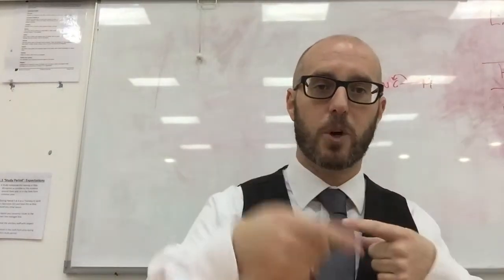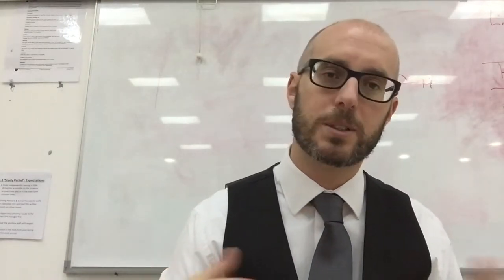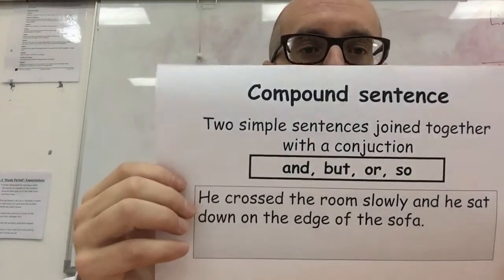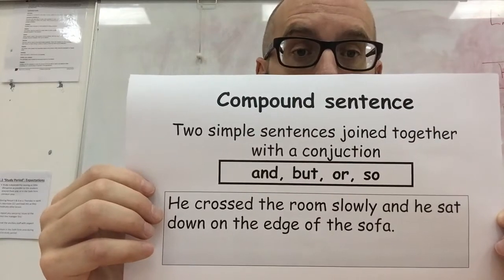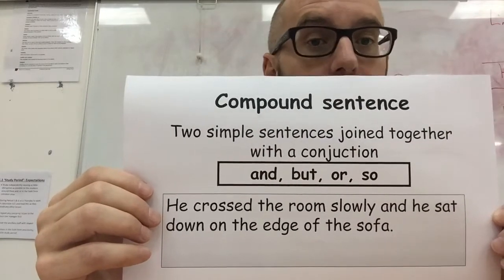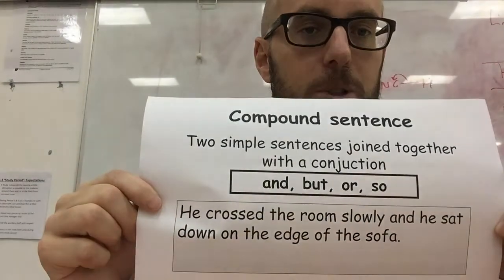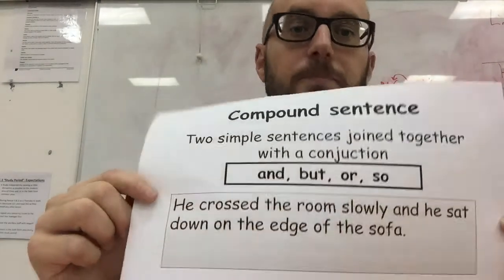Okay, let's move on. Let's go a bit quicker. A compound sentence now. What's a compound sentence? Well, it's when you join two simple sentences together with a conjunction. And, but, or, so. So here's one example. He crossed the room slowly and he sat down on the edge of the sofa.